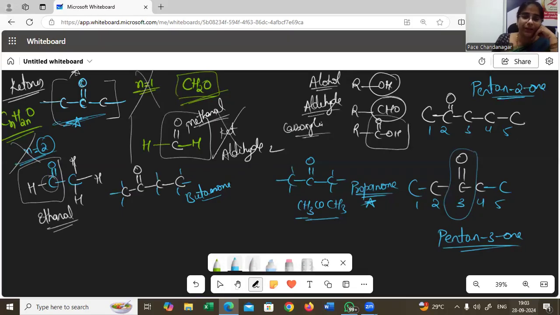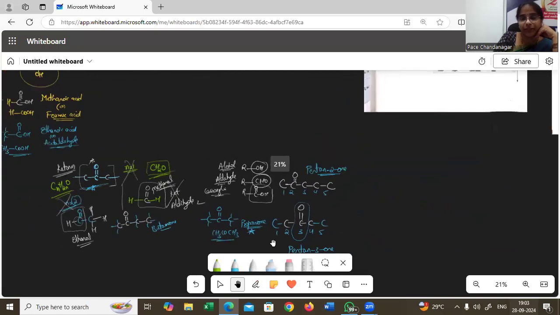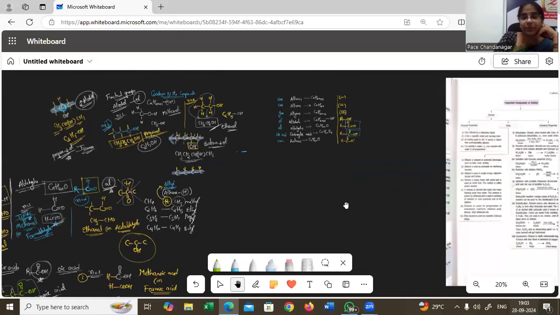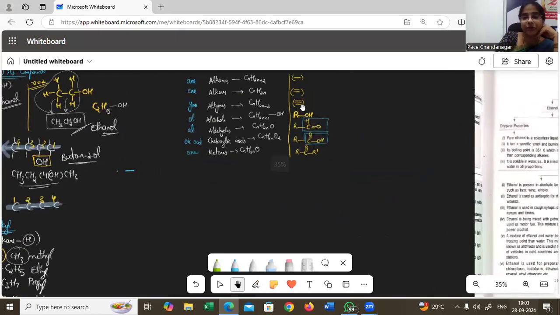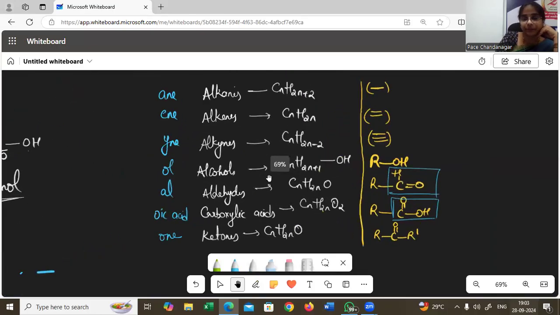Now, do you observe one thing? For ketone and for your aldehyde, you have the same molecular formula. Have you observed that? CnH2nO is the molecular formula for your ketone and for your aldehydes as well, as you can see here. So this is what you have learned till now: alkanes, alkenes, alkynes, alcohols, aldehydes, carboxylic acids, and ketones.